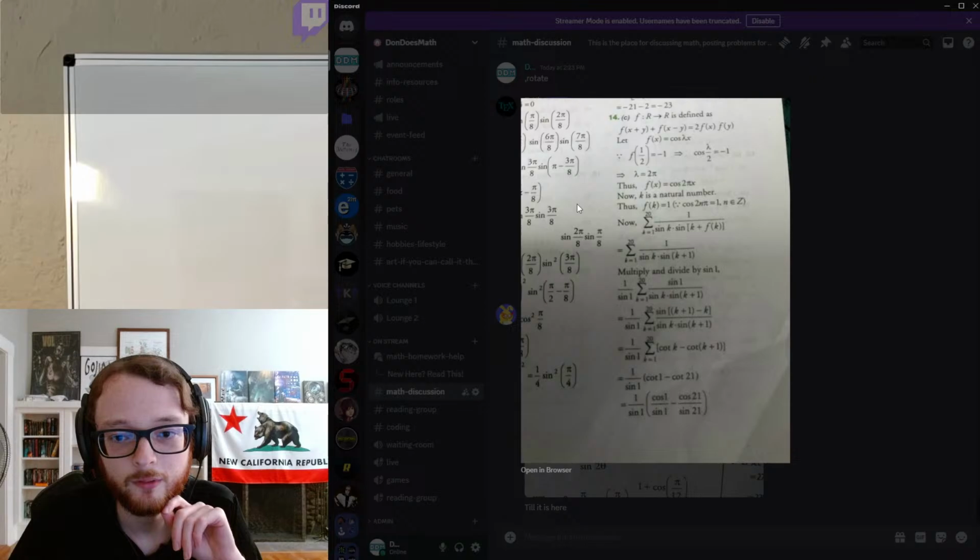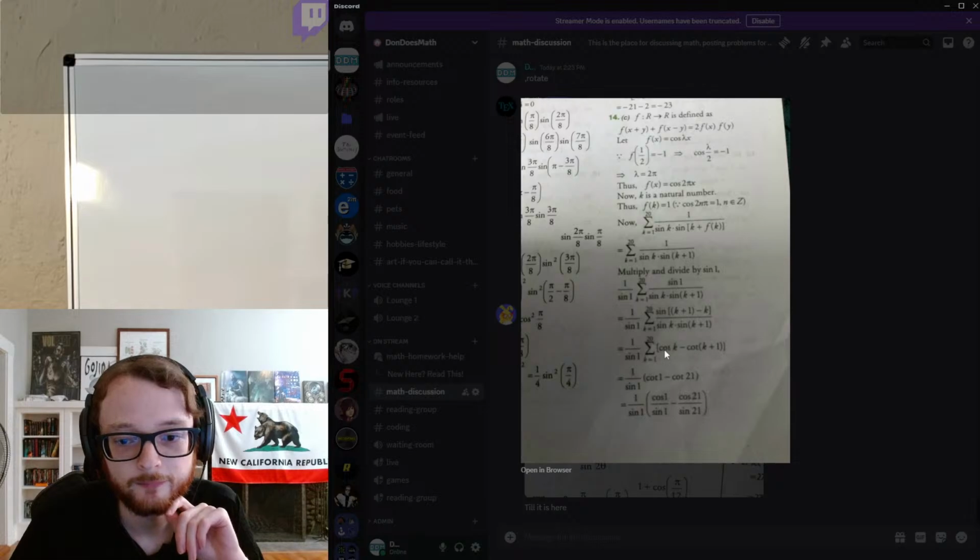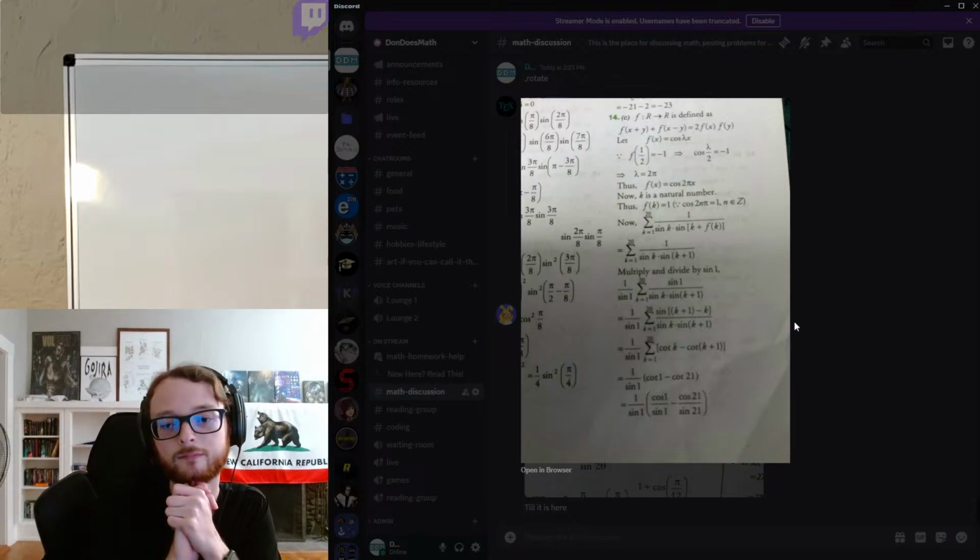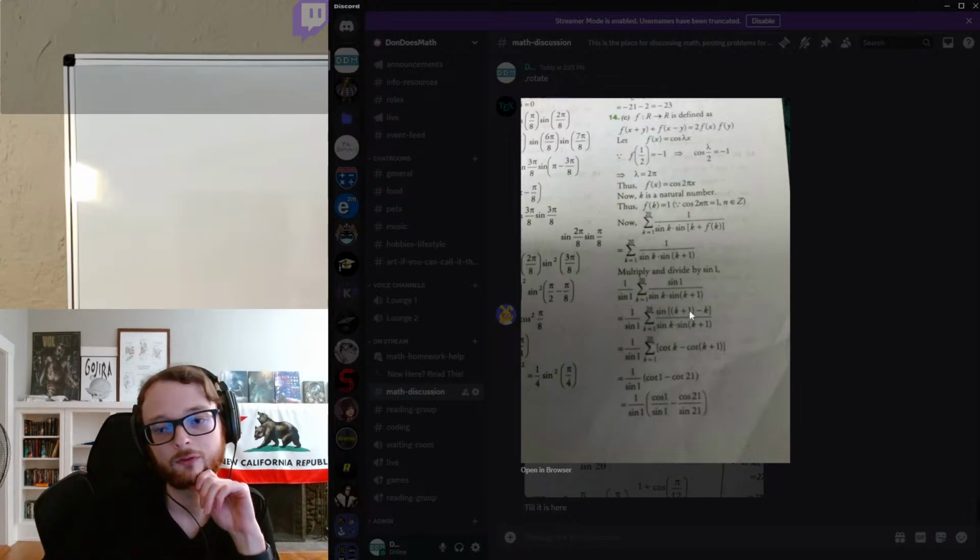So I don't quite understand exactly how we get to f(x) being cosine 2 pi x, but let's follow the rest of the work. What happens? Once you can break it out into cotangent k minus cotangent k plus 1, this becomes a telescoping series. Actually, this is a bit of a jump from this step to this step. How do they do that? They must do a difference identity.